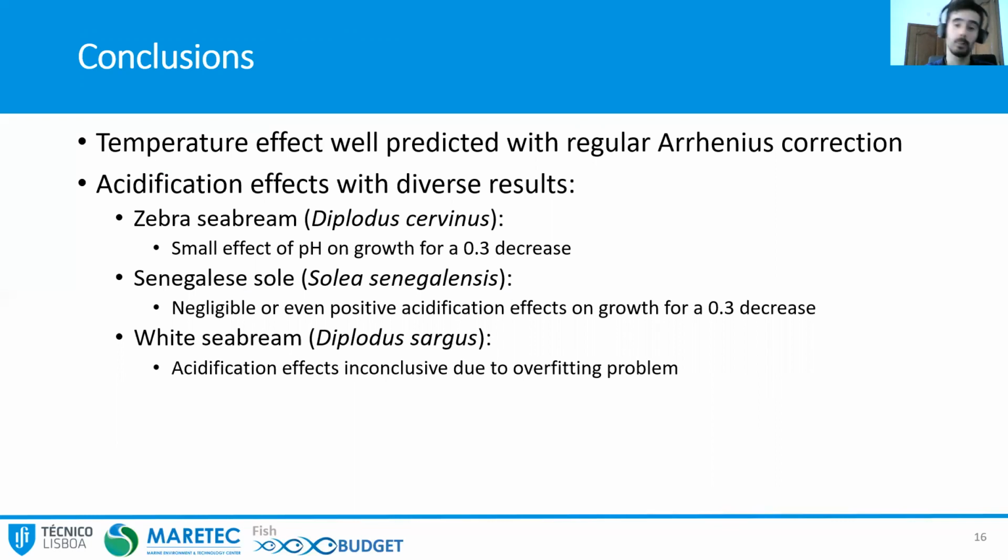And then for the white seagreen, the effects were inconclusive due to this overfitting problem. So this means that there is still work to be done here, particularly on overcoming this overfitting problem on these last two species. So comments and suggestions are very well appreciated and encouraged.